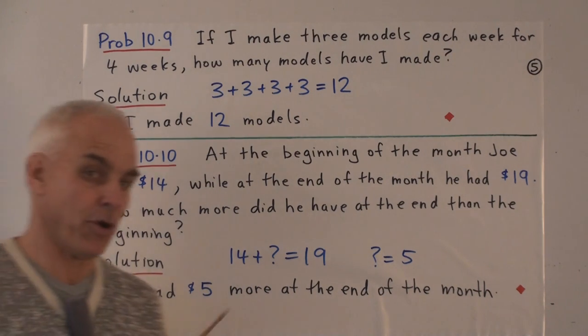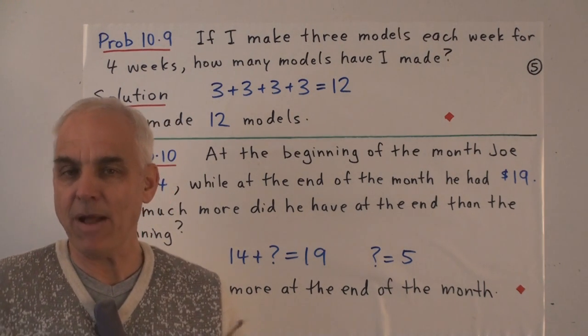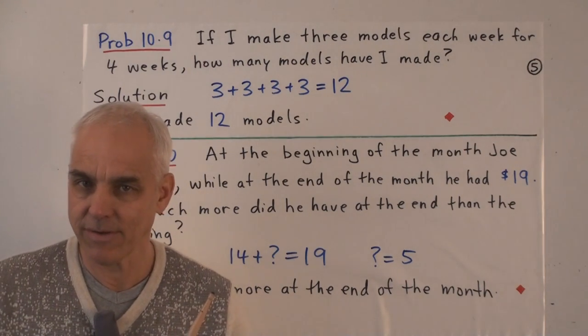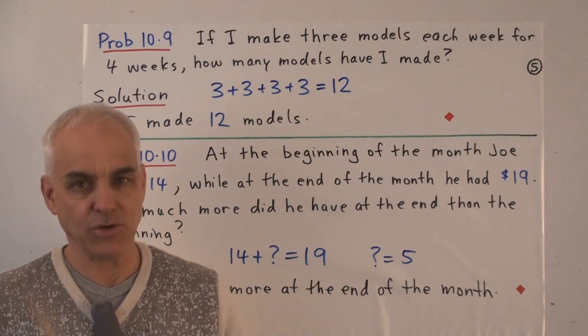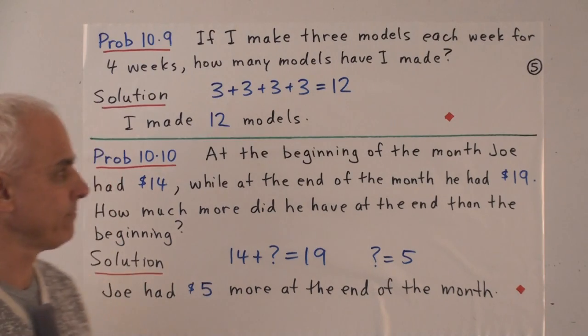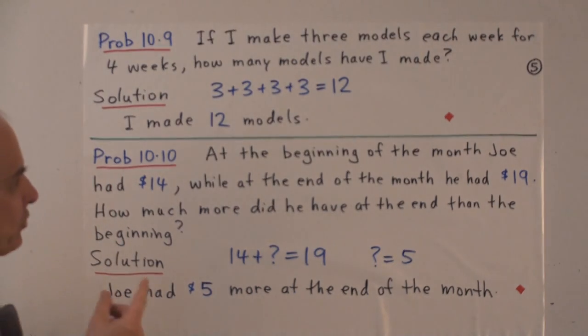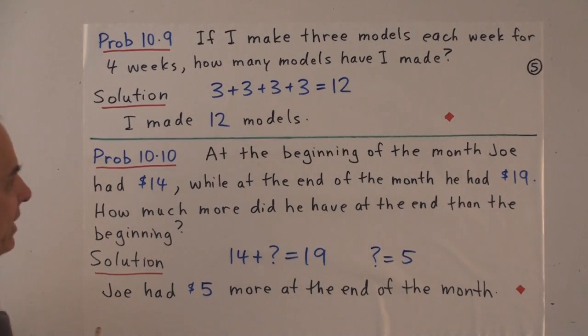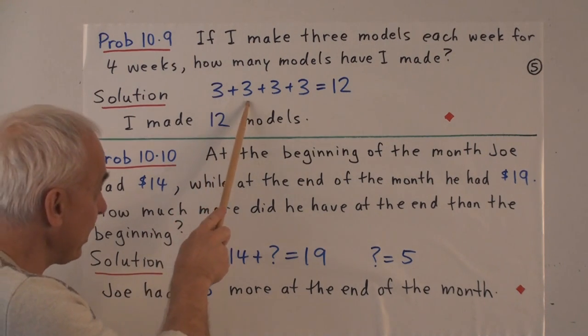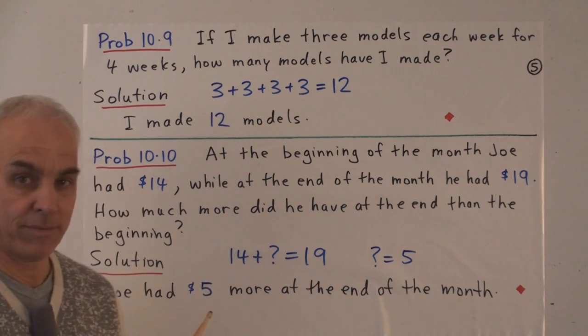Now later on we're going to learn that this is probably more naturally a multiplication question. But for now, let's just use addition. So in the first week, I make 3 models. In the next week, another 3. Then the third week, another 3. And the fourth week, another 3. So I have to add 3 plus 3 plus 3 plus 3.